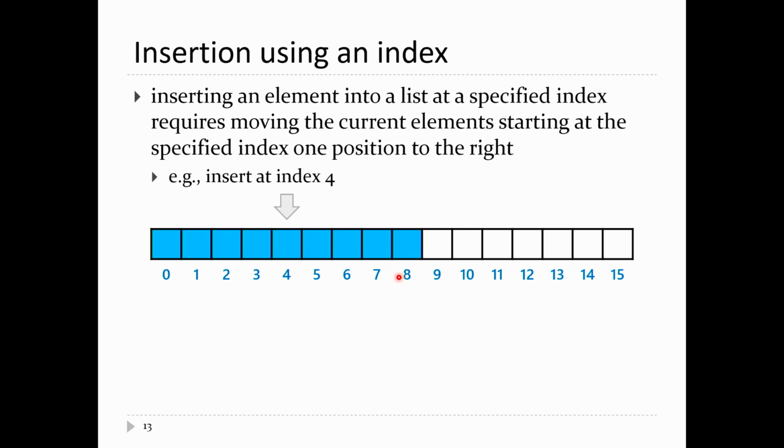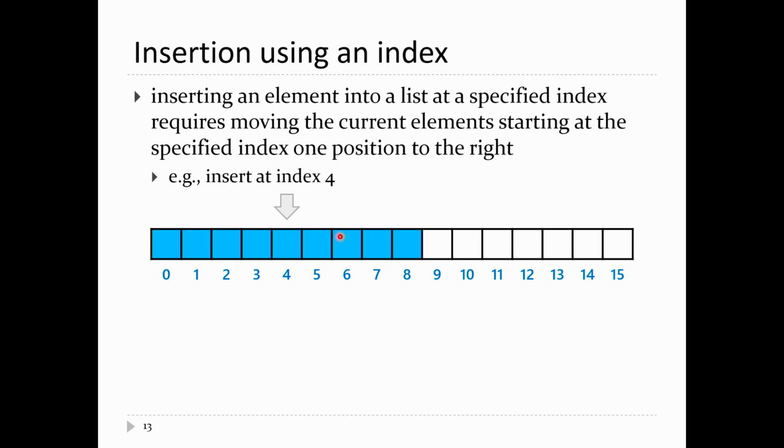Now what happens if I insert at a particular index in the list? So I want to insert somewhere in the middle, or perhaps the end of the list. Here I want to insert at element 4. To insert into a list, you need to make room for the new element. You don't want to overwrite the element at index 4. That would be setting the element at index 4. I want to insert into the list.